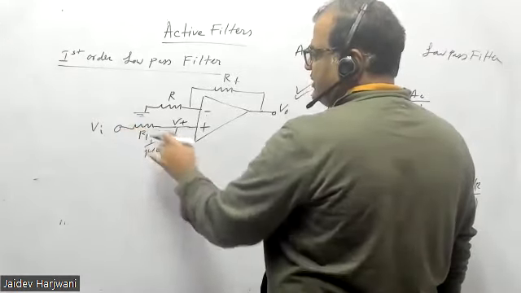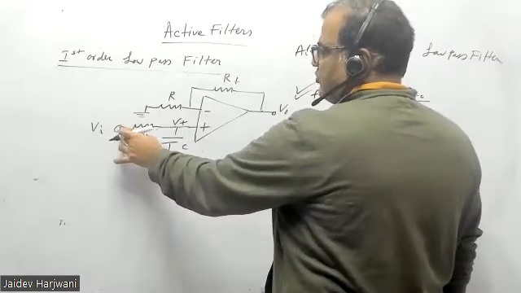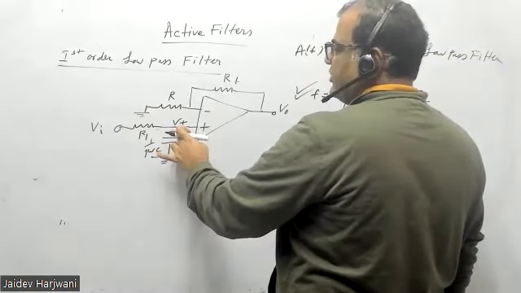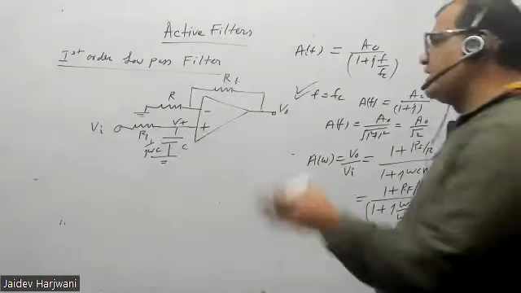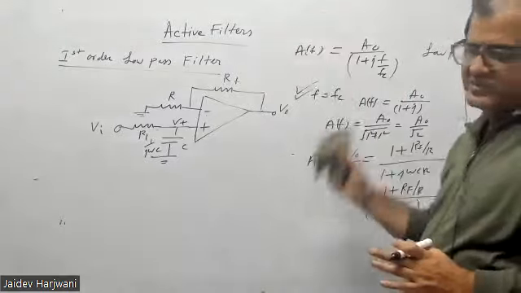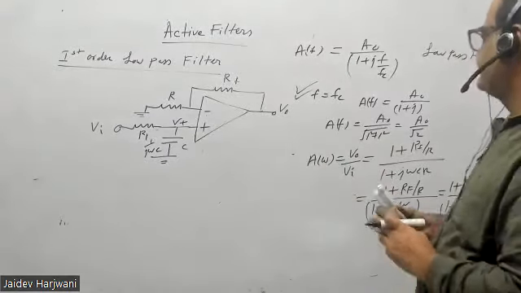If you apply low frequency, this becomes open circuit. So this voltage automatically will come here, and this voltage will get amplified. That means at low frequency you are getting gain, at high frequency you are getting zero. That is a low pass filter. Without checking, without solving this one, you can identify.